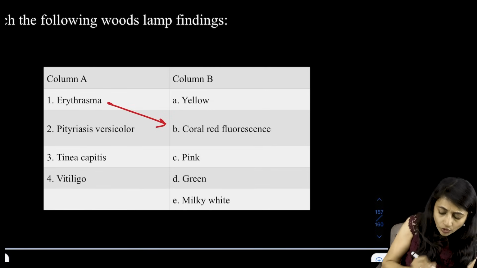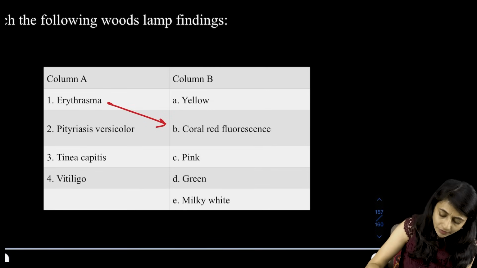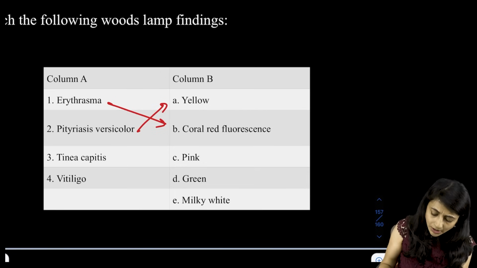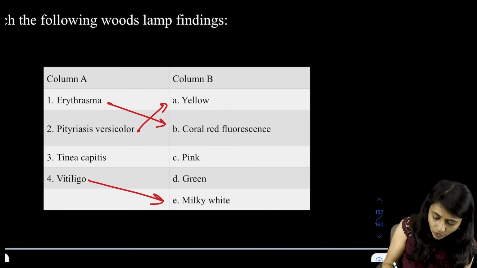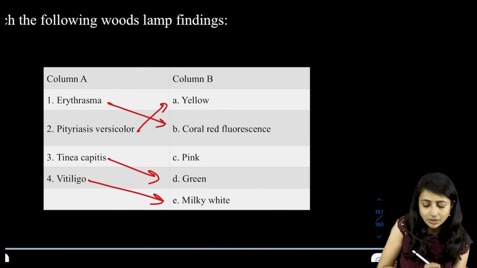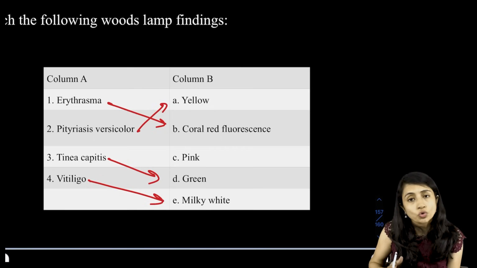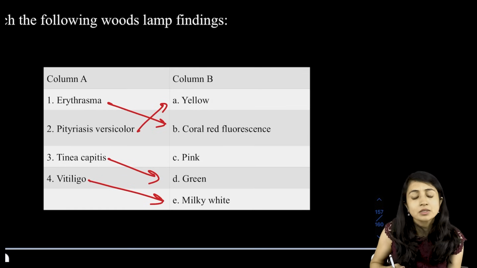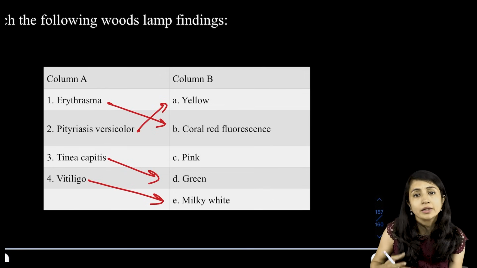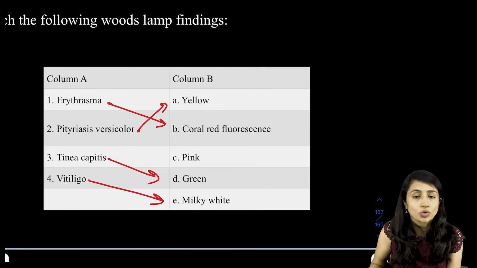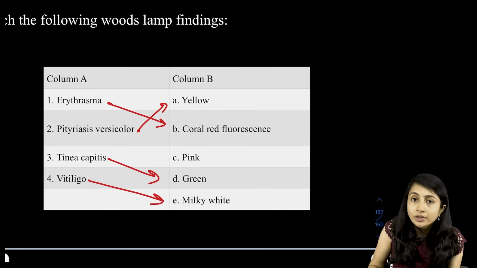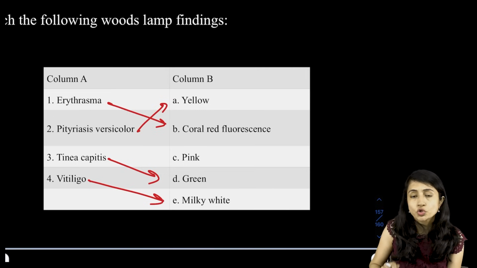So erythrasma, we all know, shows coral red fluorescence. Pityriasis versicolor, we know, shows yellow fluorescence. Tinea capitis and vitiligo: vitiligo is milky white. Tinea capitis is greenish fluorescence. So you should know these fluorescences which are seen with pityriasis versicolor, tinea capitis, erythrasma, vitiligo. What happens to melasma? The epidermal pigmentation gets accentuated or increased. Dermal pigmentation appears bluish or shows a Tyndall effect with this. Okay, then they can give you porphyria, where you see red urine.